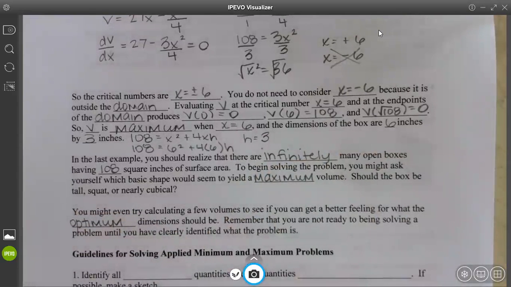Remember that you are not ready, I should say, to begin solving a problem until you have clearly identified what the problem is.